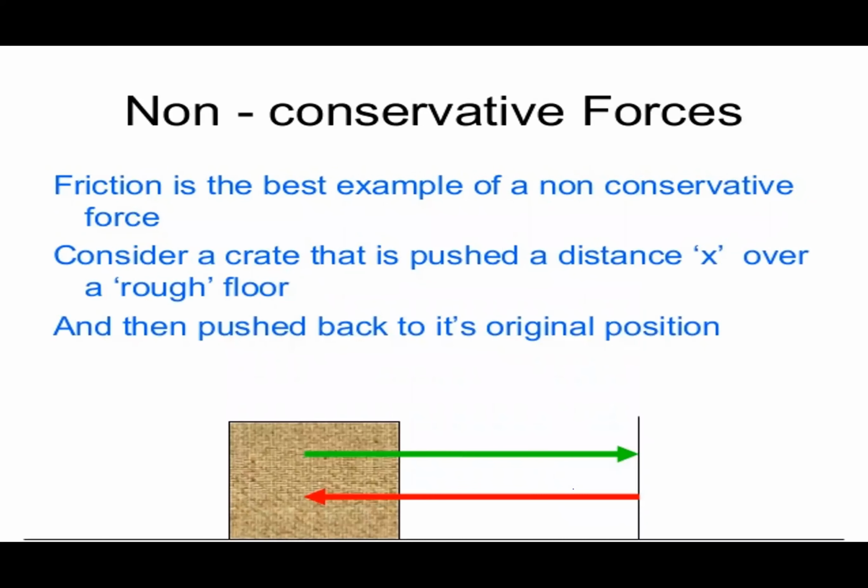Non-conservative force: friction is the best example of non-conservative forces. Consider something that is pushed a distance x over a rough floor and then pushed back to its original position. This in one direction and push back, work is done.